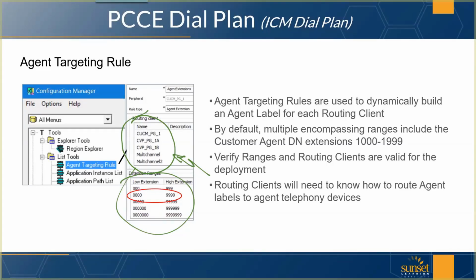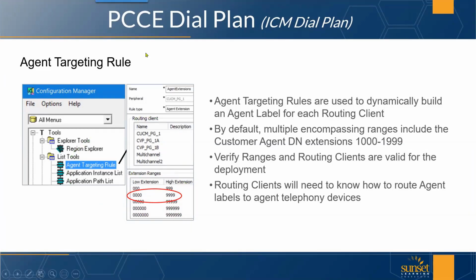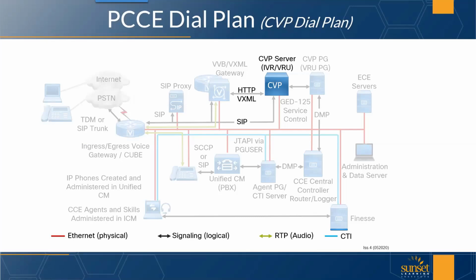So what happens when the script goes through that process and defines an agent via a skill group or whatever reason, it then does a check to say, is the agent extension within the extension range here in the targeting rule? And do I see it assigned to the routing client that kicked all this off? If the answer to those questions are both yes, then I go ahead and assign the dynamic label and deliver that back out to the routing client that provided that service. In CVP, CVP then is the client.